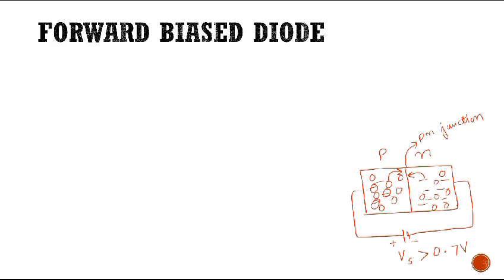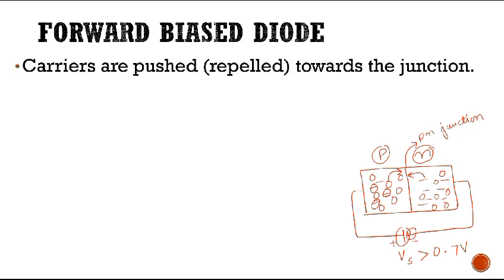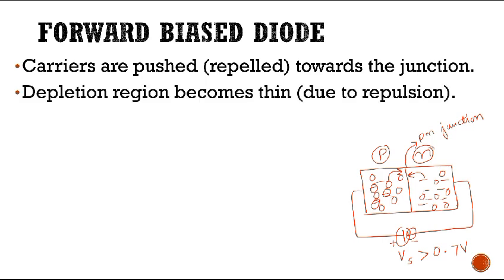Now, in a forward biased diode, since the N region is connected to the negative terminal of the battery and the P region is connected to the positive terminal of the battery, electrons from this N side and holes from this P side are pushed towards the P-N junction due to repulsion. As a result, the depletion region becomes thin and continuous current starts to flow around the circuit.